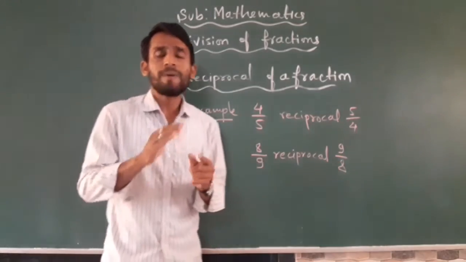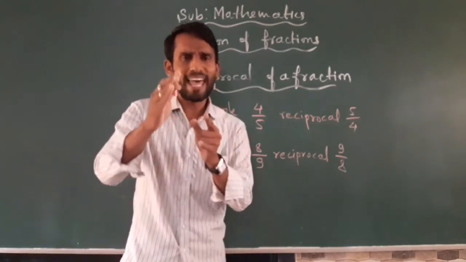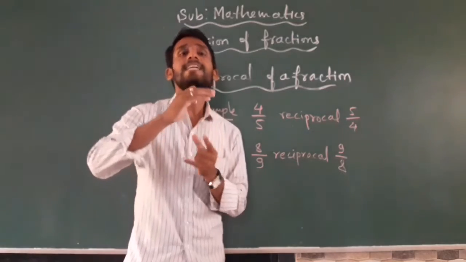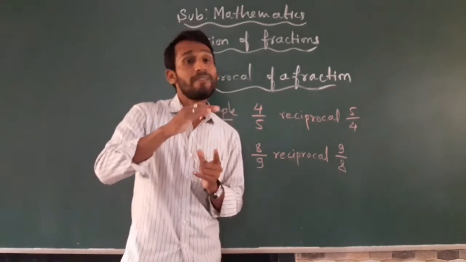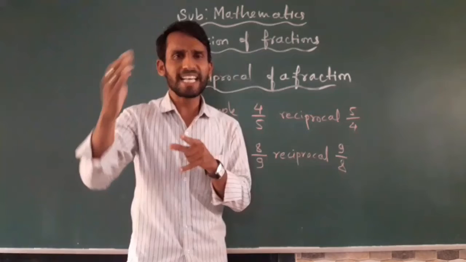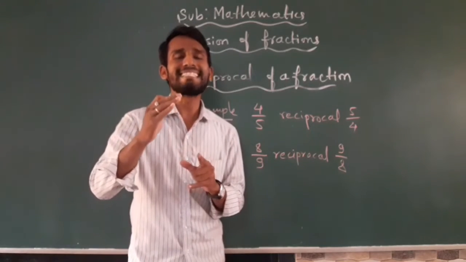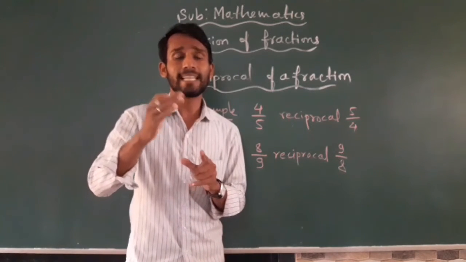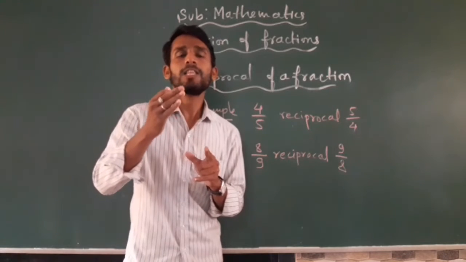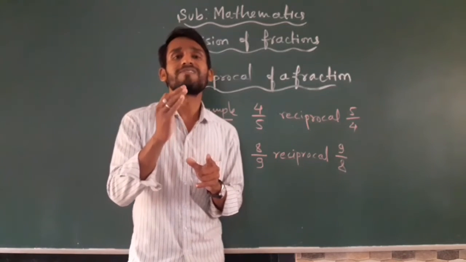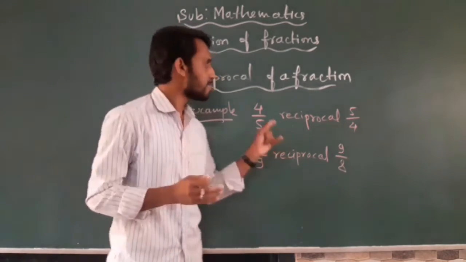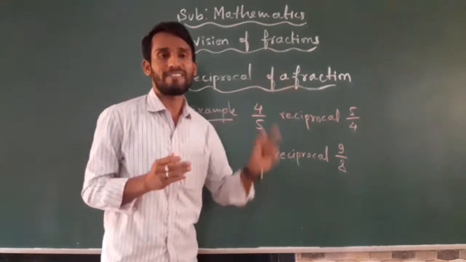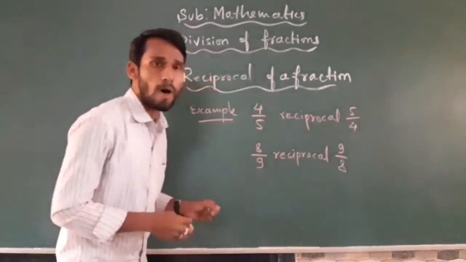When we divide a fraction by a fraction, a whole number by a fraction, or a fraction by a mixed fraction, we have to interchange the numerator and denominator to divide the fraction. This is called the reciprocal of a fraction. Let us see another example.